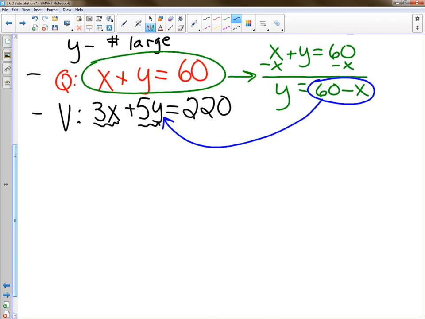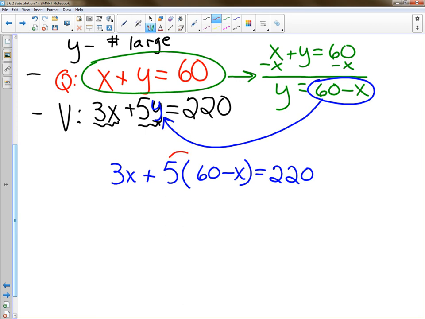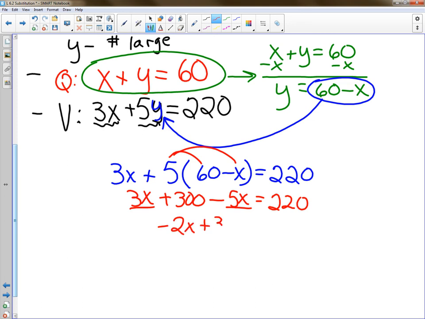Here we go. 3x plus 5 times whatever y equals, which is 60 minus x. If I use the distributive property, I get 5 times 60 is 300 minus 5 times x. And don't forget the 3x out front. 3x minus 5x is negative 2x plus 300.